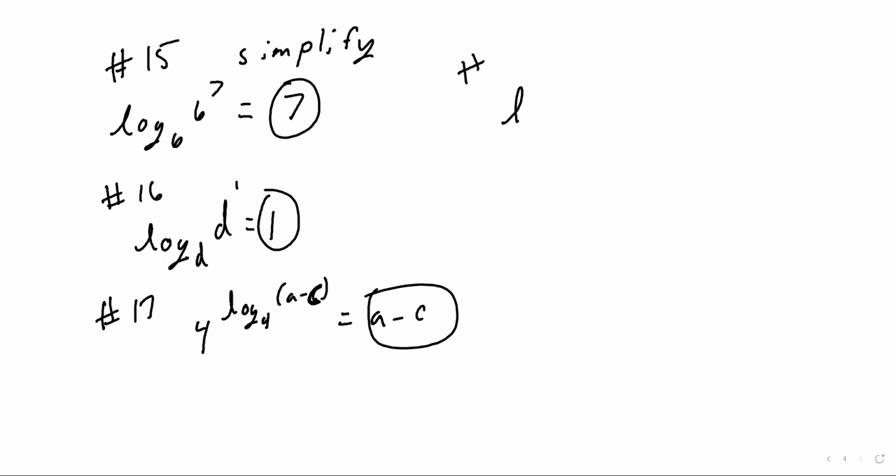Number 18. Natural log of e raised to the x squared plus 1 equals what? X squared plus 1. What is the base of this natural log? Is the base and the number the same? So therefore, it's just the exponent. You've got to know that the natural log has a base of e, just like if I just wrote log, it's base 10. So we good there?